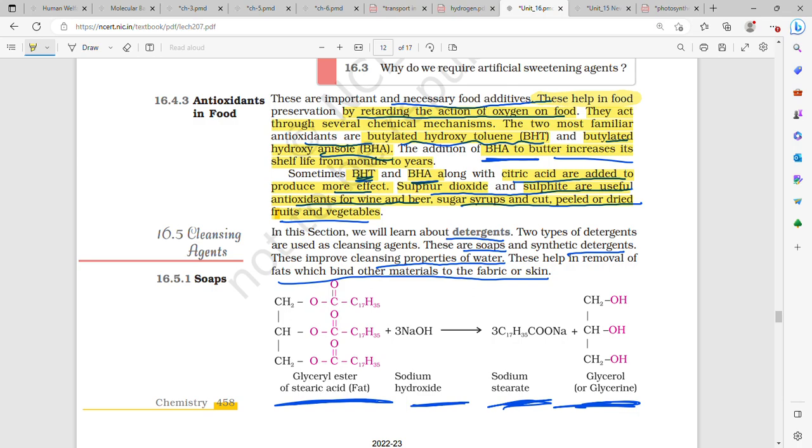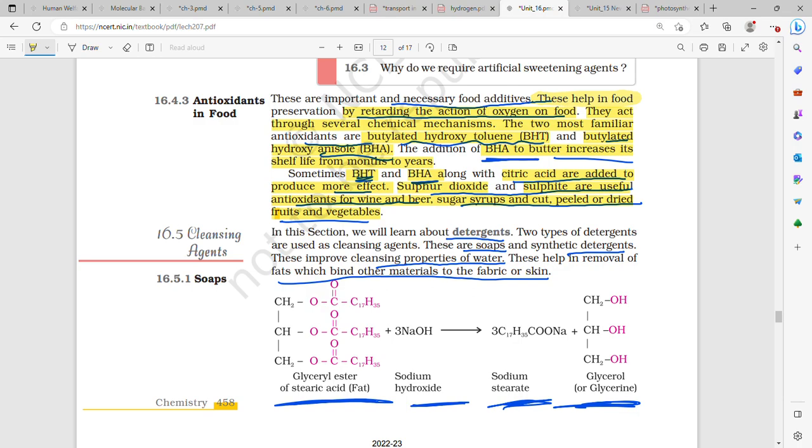Okay, so antioxidants in food. Antioxidants are very important and necessary food additives. How? Antioxidants help in food preservation. They retard the action of oxygen on food, and they act through several chemical mechanisms. Two of the most familiar antioxidants are BHT and BHA, butylated hydroxytoluene and butylated hydroxyanisole. Butylated hydroxyanisole on butter increases the shelf life of butter from months to years.